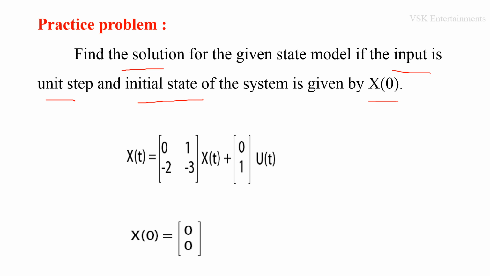Here x of 0 is given by the null matrix, that is matrix 0 0, and we have the state equation x dot of t is equal to matrix 0 1 minus 2 minus 3 into x of t plus matrix 0 1 u of t. We already know the solution for homogeneous as well as non-homogeneous state equations. In this state equation the input is present, which means it is a non-homogeneous state equation. So by using the formula for the solution of a non-homogeneous state equation, we are going to find the solution of the given state model.